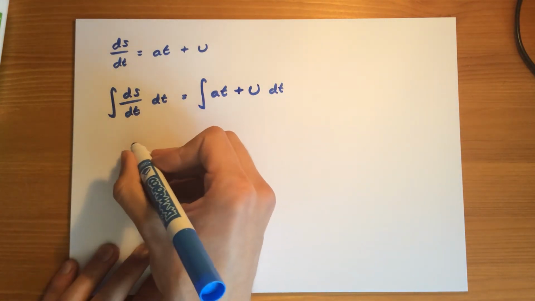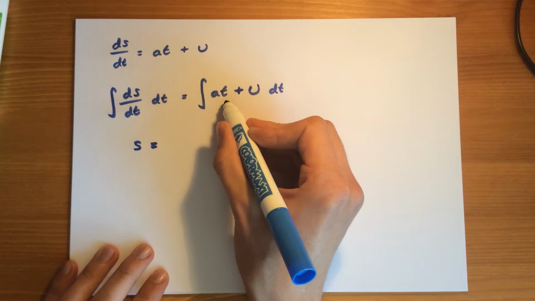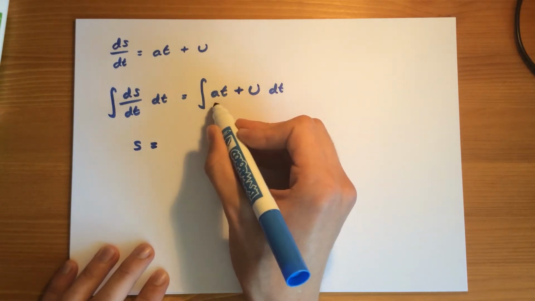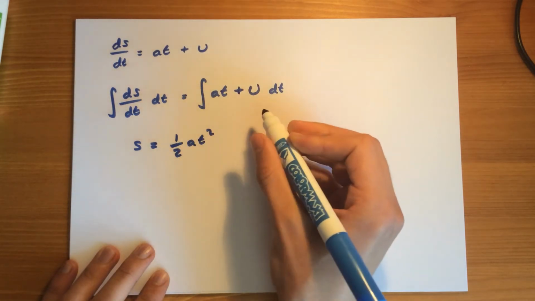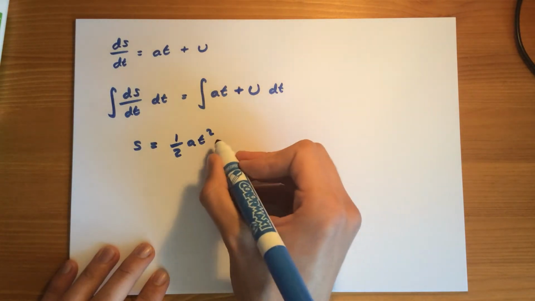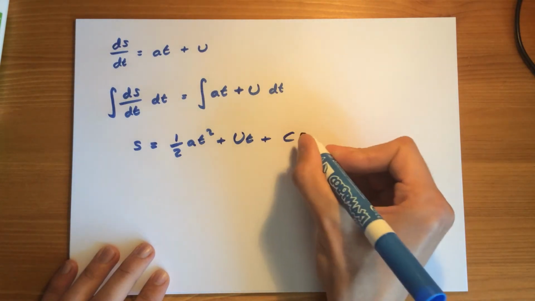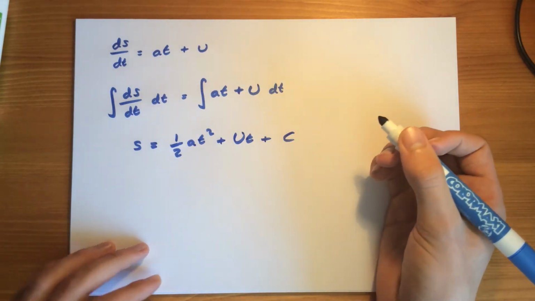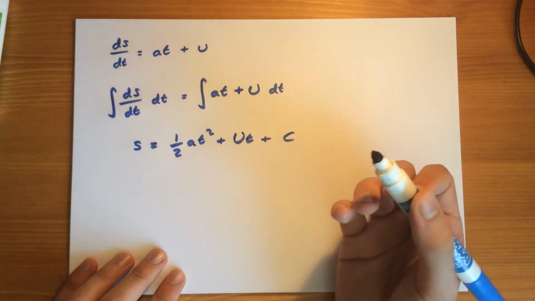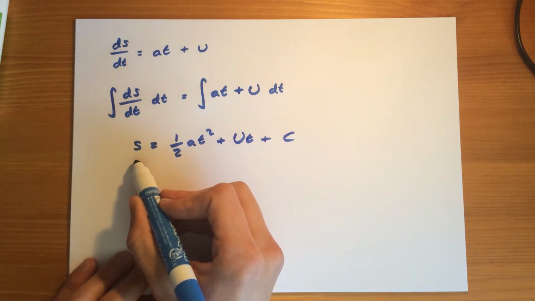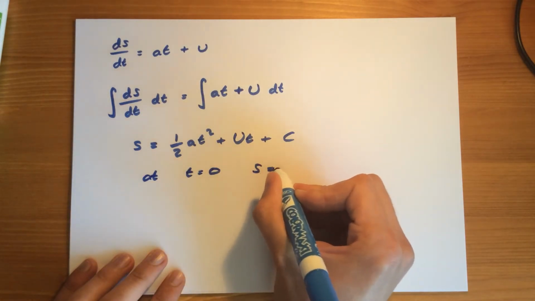Okay, so again, same logic as before. This is just going to be s, because of inverse operations, is equal to the integral of t, which is a half t squared, and then we multiply by the constant, so that's going to be a half a t squared, plus, this is a constant, so this is going to be plus ut, plus, again, some constant of integration. And again, we can use our initial conditions to say at t is 0, s is 0, because s is the change in displacement. So initially it's not moved, so we can say that at t equals 0, s equals 0.